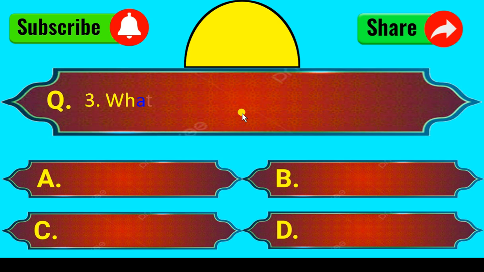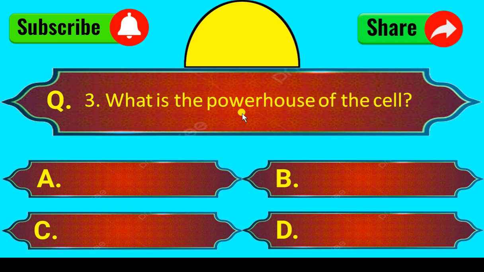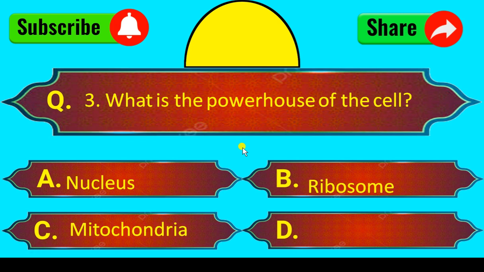Question number 3. What is the powerhouse of the cell? Option A, nucleus. Option B, ribosome. Option C, mitochondria. Option D, endoplasmic reticulum. The answer will be option C, mitochondria.